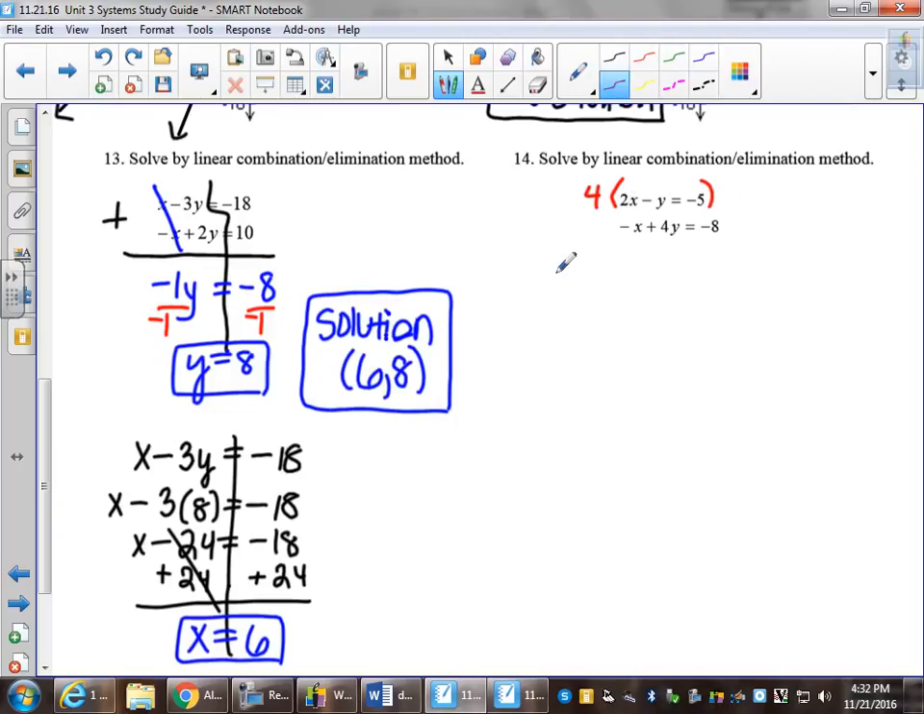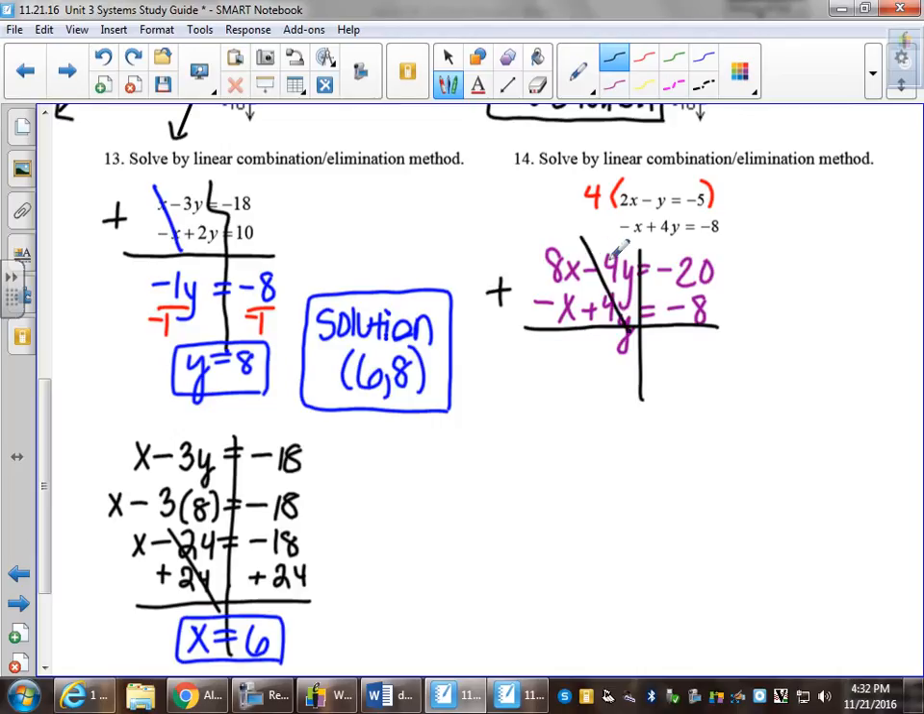Rewriting our new system, that becomes 8x minus 4y equals negative 20. Remember, multiply everything on the inside by 4. If you forget to distribute 4 to this last term, the rest of it's going to come out wrong. So watch that, okay? The second equation we didn't touch, so that's negative x plus 4y equals negative 8. And now we're ready to linearly combine these.